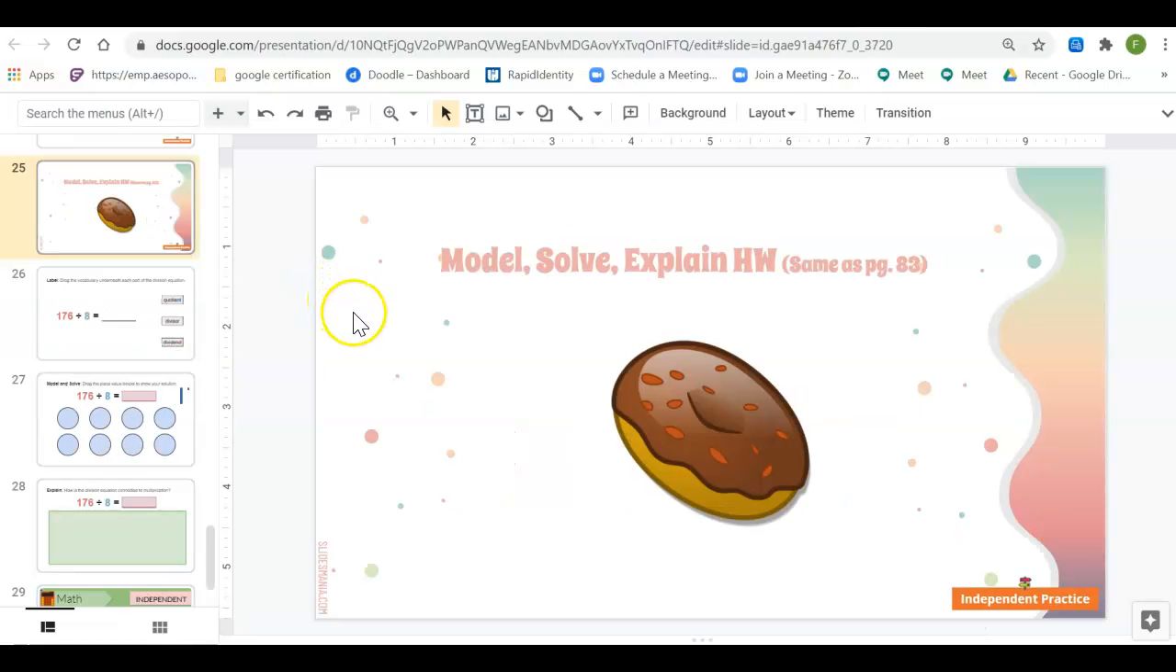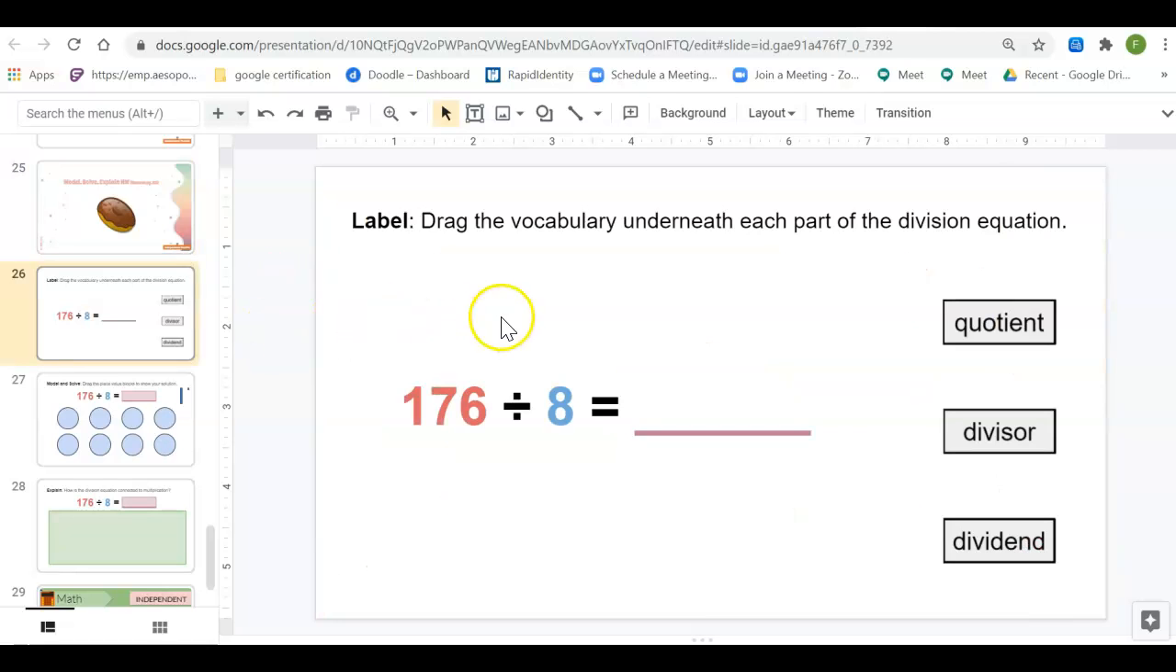Okay, so your other independent work is on the next slide. And it is model, solve, explain, homework. Now this is the same as page number 83. The problems are actually on this slide right here. So you can complete them on the slides, or if you did your work on page 83, you would take a picture of your work and insert that picture on this page. But if you're doing them on the slides, this is your first one.